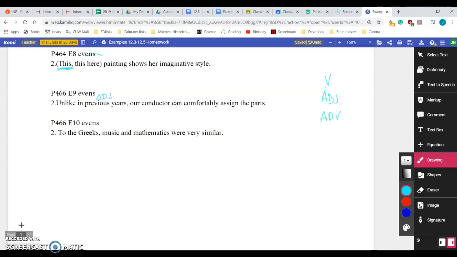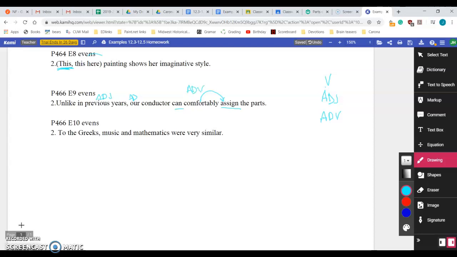This is a prepositional phrase. This is a conjunction. Our conductor. Our is an adjective describing a noun, so this is an adjective as well. Can comfortably assign the parts. Comfortably is a describing word. The parts is a noun. Can assign is the verb. Comfortably is describing this verb, can assign. It's sitting in between it, which is a little bit weird. So this is an adverb.